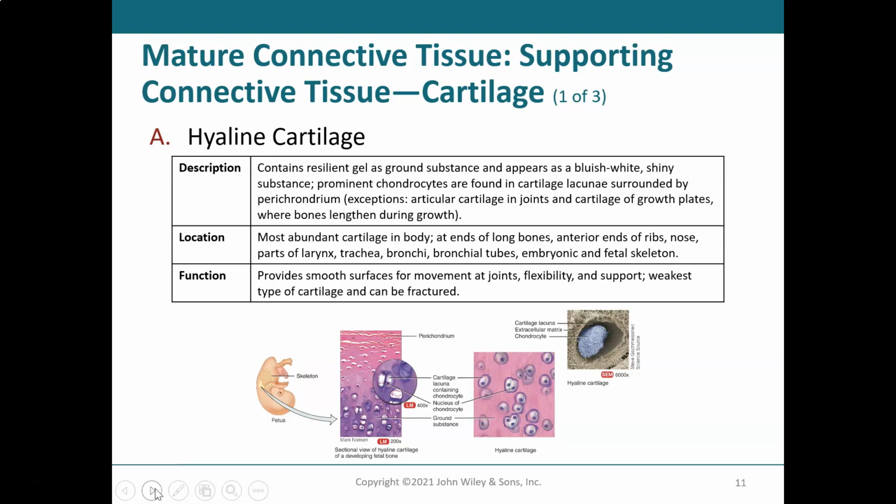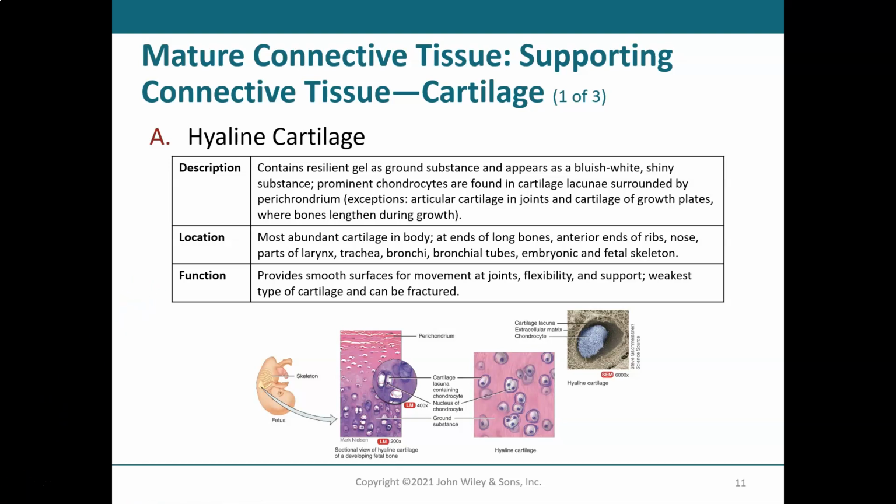So again, this is a very good table to have in your knowledge base. Being comfortable with the nature of hyaline cartilage is important. It contains a gel, and it has a bluish white hue to it. It's the most abundant cartilage in the body, and you'll find it at different areas: at the ends of long bones, at the front or anterior aspects of the ribs, and in the nose. That little wiggly part in your nose is primarily hyaline. It's also found in parts of the larynx and trachea.